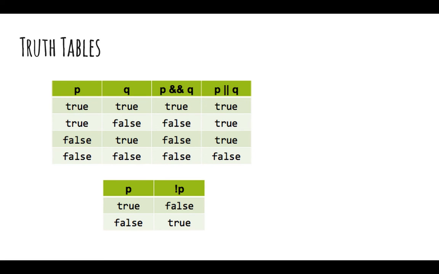Here are some truth tables when P is true and Q is true. How does P and Q work? How does P or Q work? These slides are all posted online already, so you can come back and look at this truth table later. But here's a visual representation of how and or work.